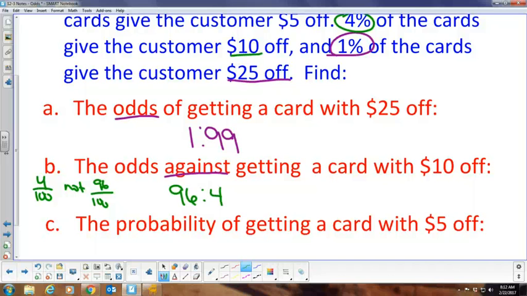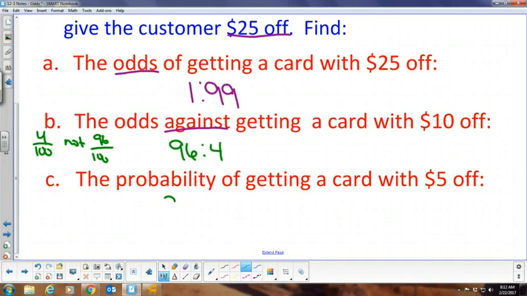Now it's probability, not odds. So you can do that pretty quick. What's the probability of getting a card with $5 off? Can you just do it right now? What is it? 95%. 95% of the cards. So the probability is 95 out of 100.